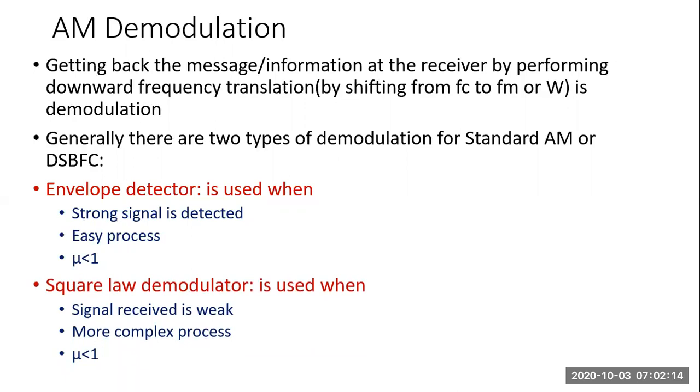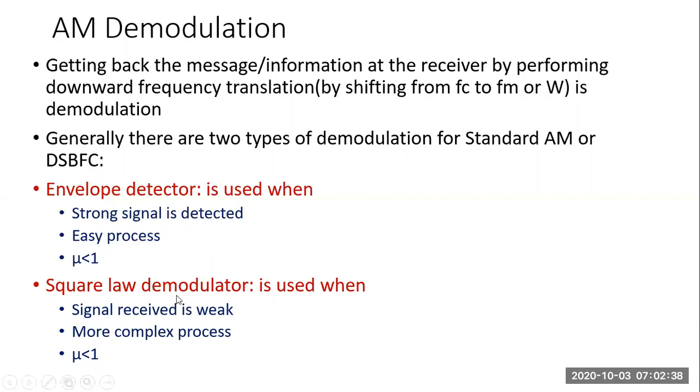The second type of demodulator for standard AM is a square law demodulator. If you remember, we also had a square law modulator. This square law demodulator uses a similar square law procedure for detection. There we used it for modulation. Here we are using it for demodulation.